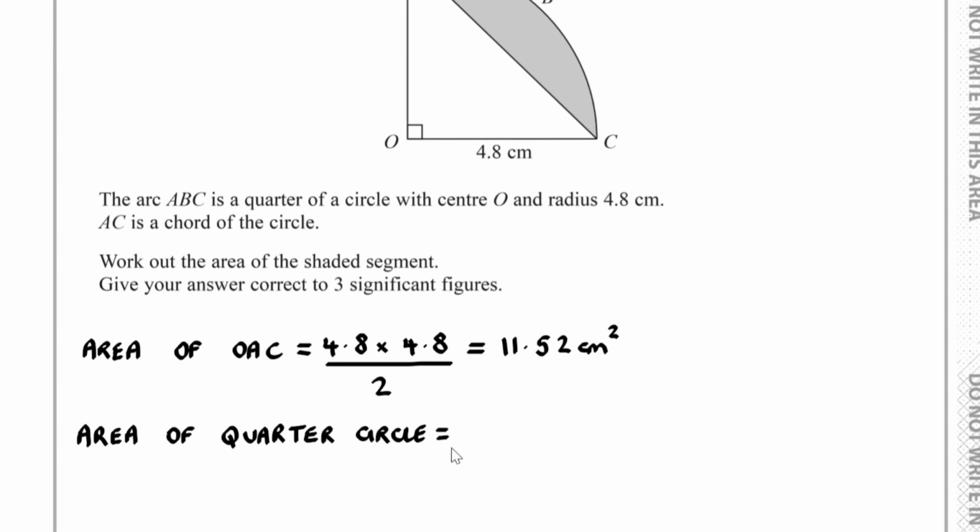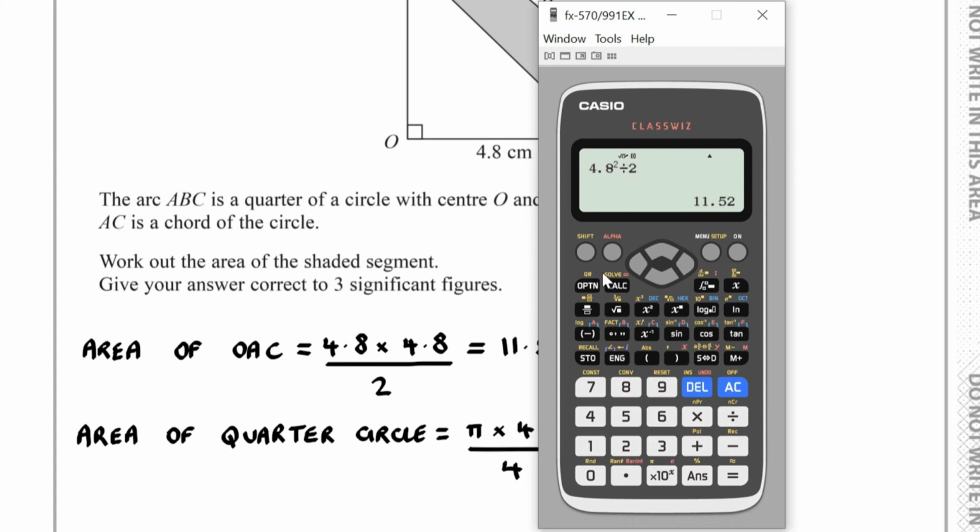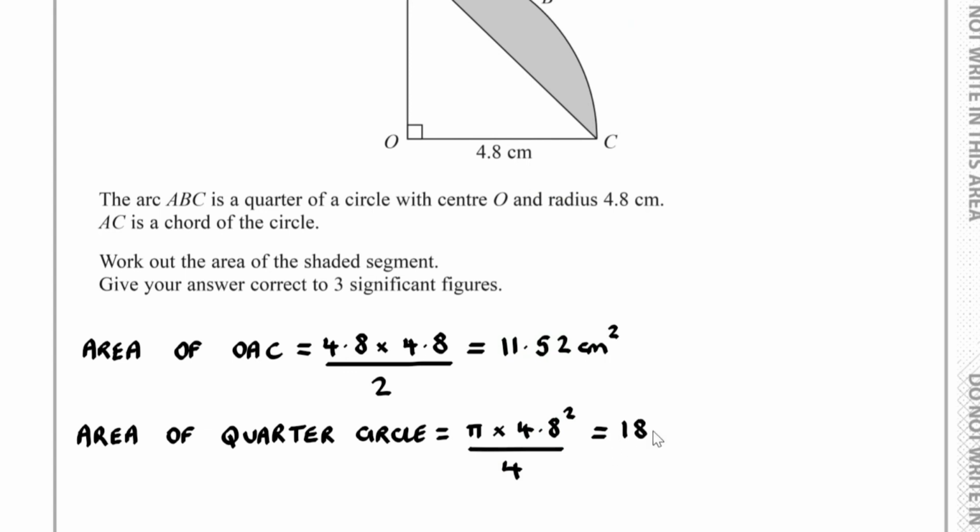The area of the quarter circle, I've got pi times 4.8 squared, divided by 4. So if I work this out, I've got pi times 4.8 squared, dividing that by 4, I get 18.0, etc. centimeters squared.